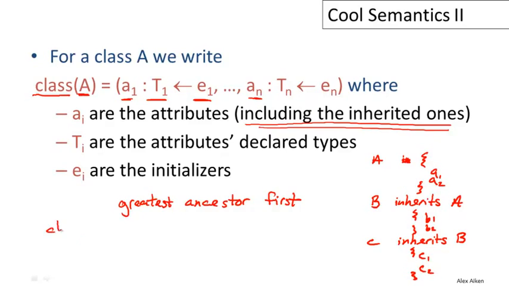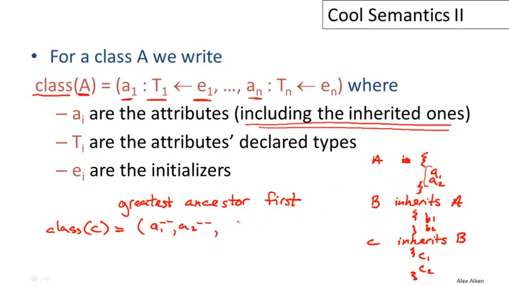Then class of C will list the attributes in the following order. First will come A1 and then A2, because A is the greatest ancestor. Okay, it's the closest to the root of the object hierarchy. And the attributes within class A, or within any class, are always listed in the order in which they textually appear. So first comes A1 and A2. And of course, the type and the initializer are also listed here for both of these attributes, but we're just concentrating here on the order in which the information appears.